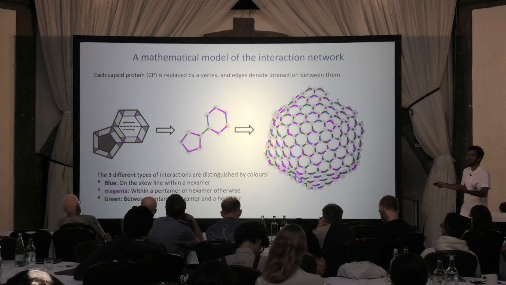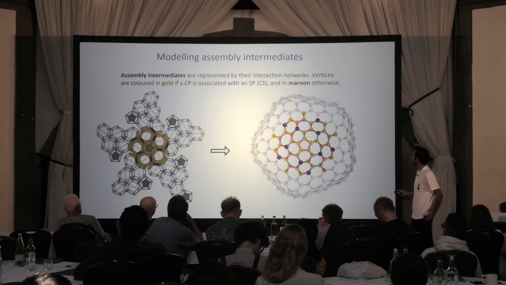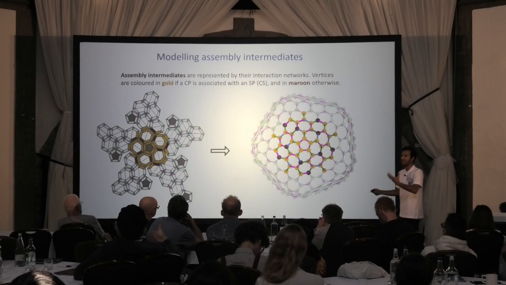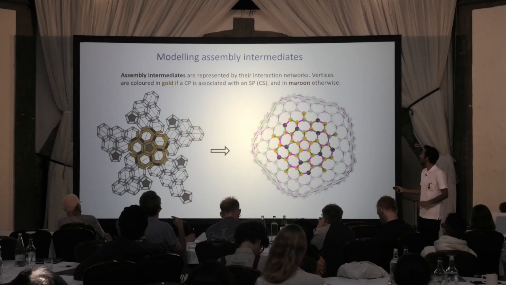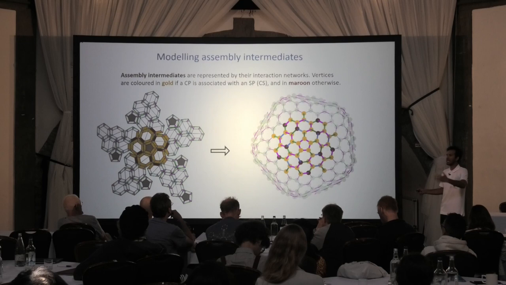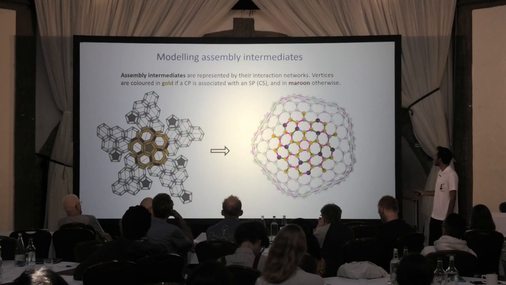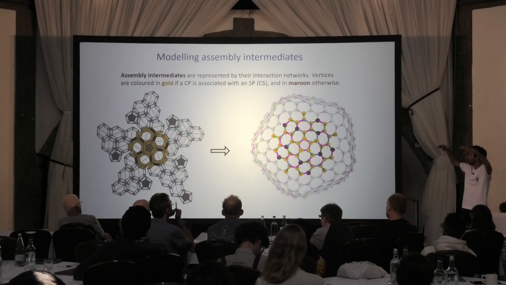And now, how to add the CSs to our model. Each monomer can either be occupied with a scaffolding protein, which we show in gold, or it doesn't have any on it, which we show in maroon. The gold ones are CP with a scaffolding protein on them, so we call them CS, and the maroon ones are CP. From now on, I'm going to talk more about CS, scaffolding protein on coat protein. If you throw them on a capsid, that's how it's going to look: lots of dots, golden and maroon, and that's how the whole thing looks.